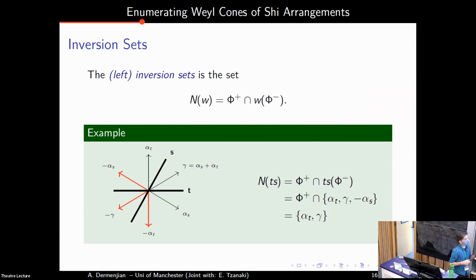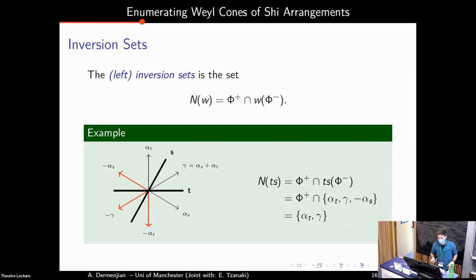To do this, we're going to take a step back and talk about some inversion sets and some poset terminology. Here I have defined the left inversion set. Basically, you take your negative roots, you act on them by some element, and then you see what roots become positive. Those roots that are positive are your inversion set.